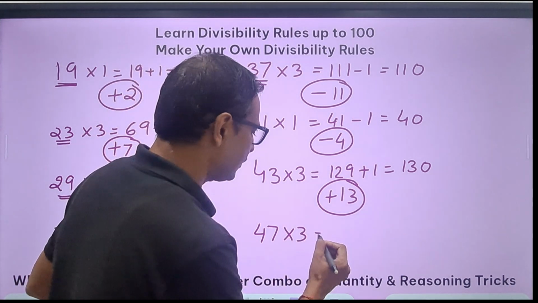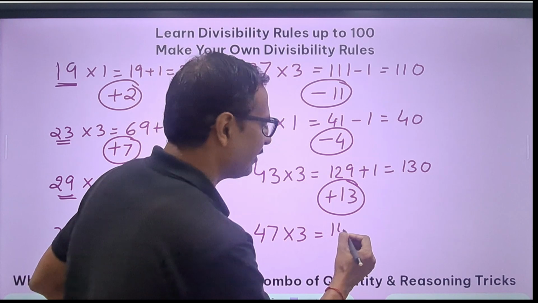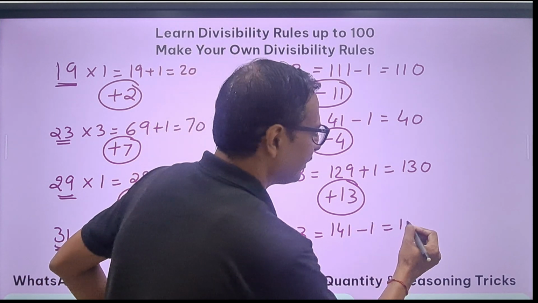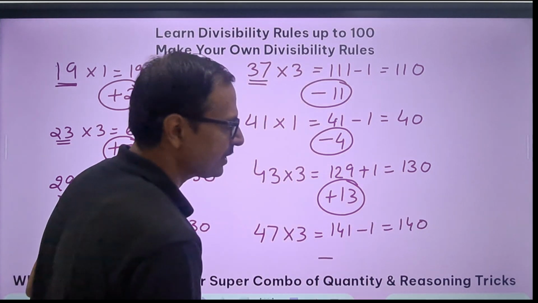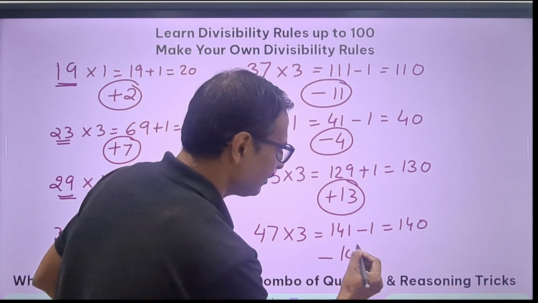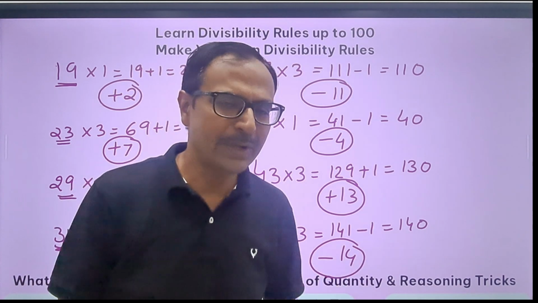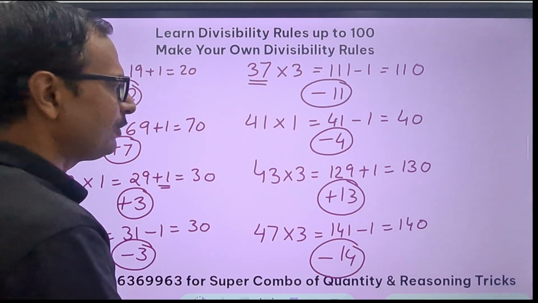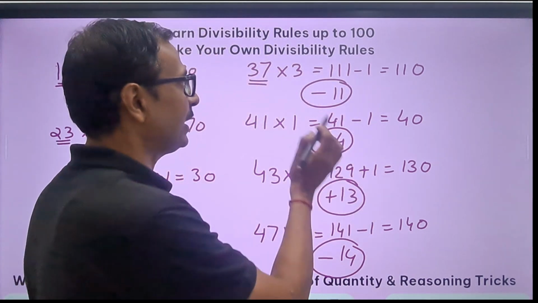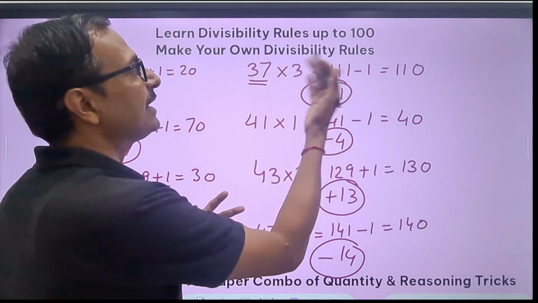47 times 3, 120 plus 21, 141. Subtract 1, you get 140. Since we subtracted and 14 tenths are obtained, minus 14 is the oscillator for 47. Keep on making these oscillators, enjoy, and I think you will frame 2 divisibility rules because I am trying to get to the nearest multiple.